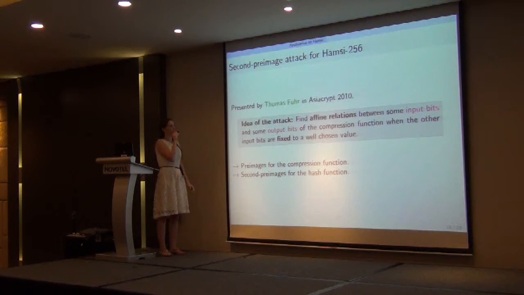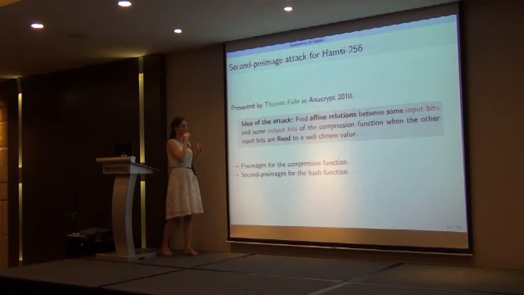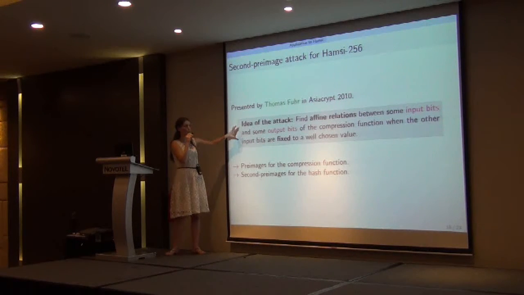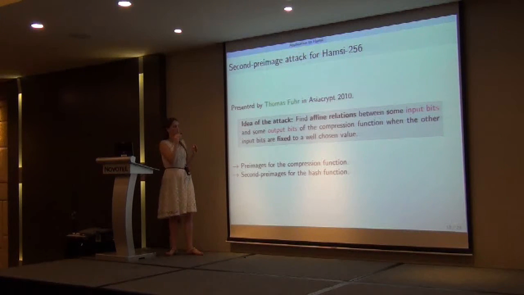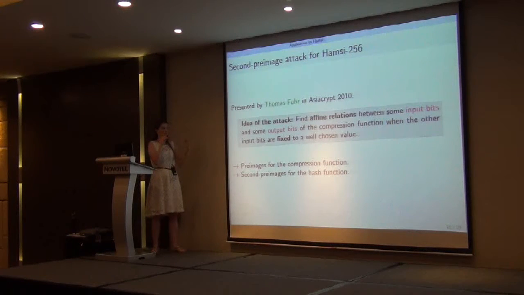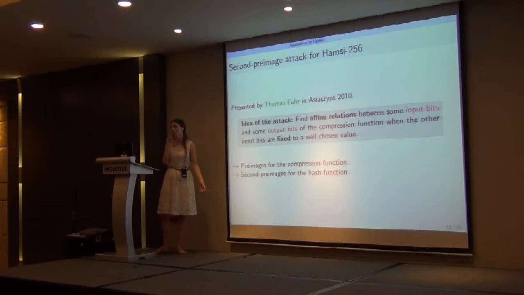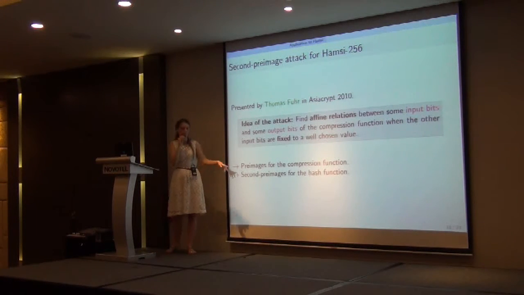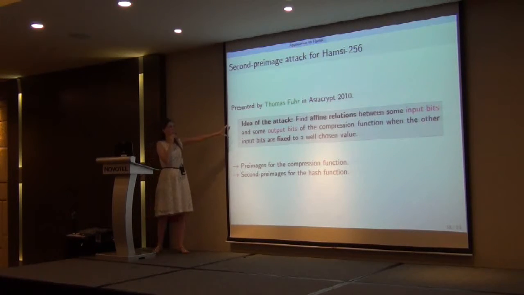So in 2010, Thomas Fuhr presented at AsiaCrypt an attack that was at the moment the first attack on the hash function, the second preimage attack. And I will not, of course, describe the attack here, but the basic idea of it was to find affine relations between some input bits and some output bits of the compression function when the other input bits are fixed to some well-chosen values. Then Fuhr used these affine relations in order to build a linear system. The solutions of the system gave preimages for the compression function that were afterwards transformed to second preimages for the hash function. So here we concentrate on this part of the attack.